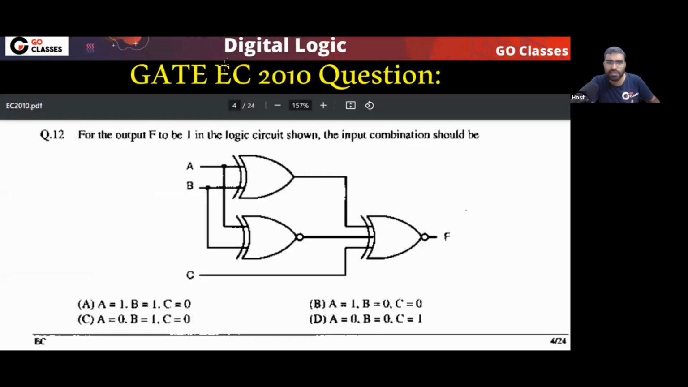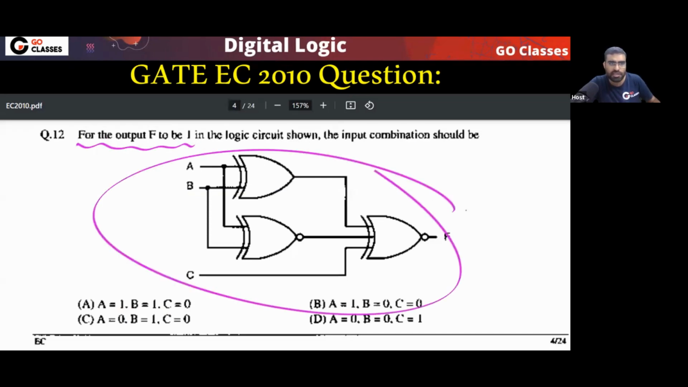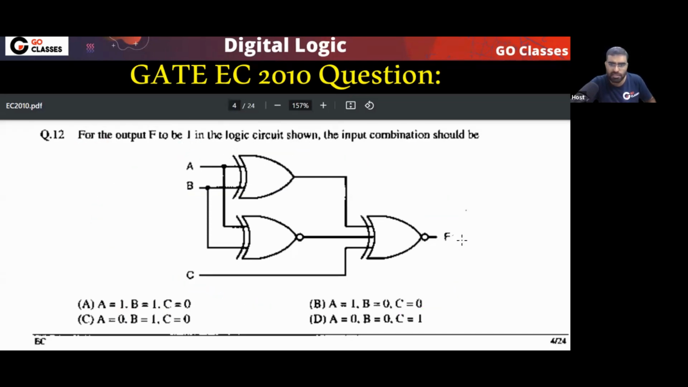Now let's see this GATE exam question. This is GATE Electronics 2010 question. Let's solve it. What is this question asking? The question is saying, for the output to be 1, the logic circuit shown, this is the logic circuit that is given to you. The question is asking, this output will be 1. When this output will be 1, what should the input combination be?